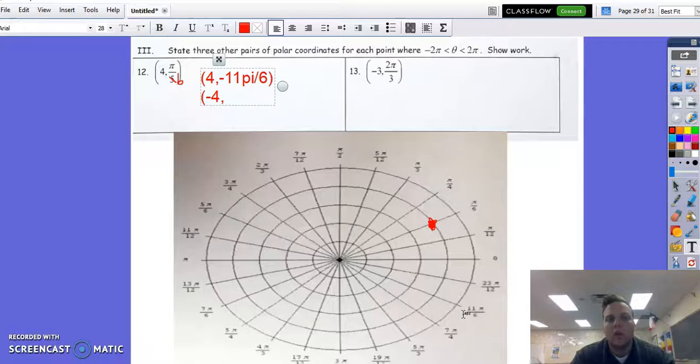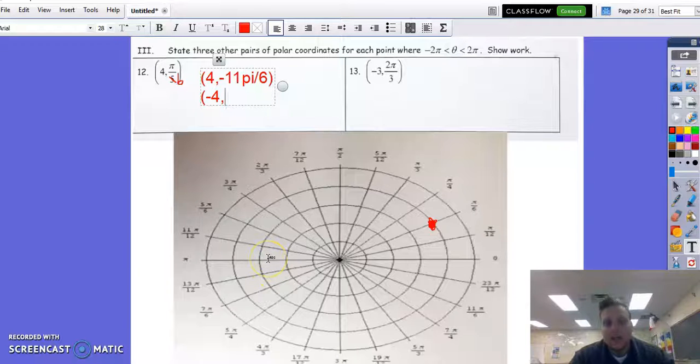I'll give you a hint for the next one. It's going to be negative 4, and let's make it a positive angle. So negative 4, 1, 2, 3, 4, and I want to make it a positive angle, so that means going this way. How many lines is it going to take to get me all the way over here? Well, I can count. 1, 2, 3, 4, 5, 6, 7, 8, 9, 10, 11, 12, 13, 14. So what angle represents 14 lines? We'll go positive and count 14 lines over, and you're going to land at 7 pi over 6.